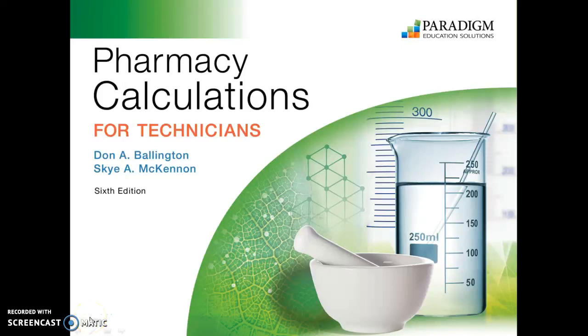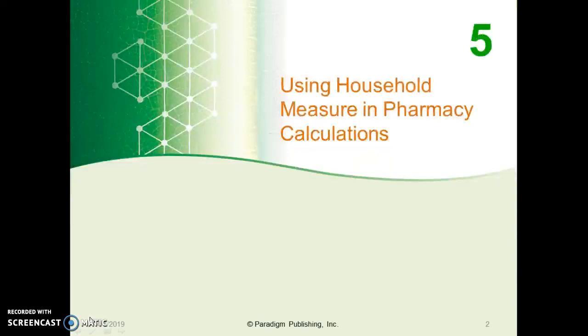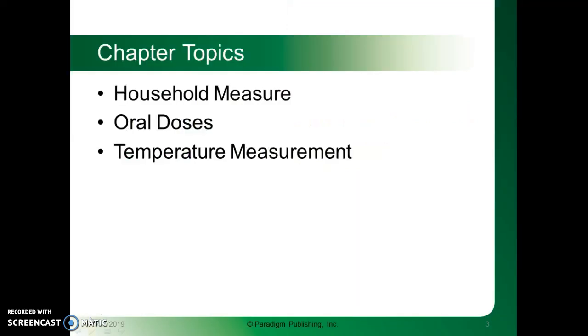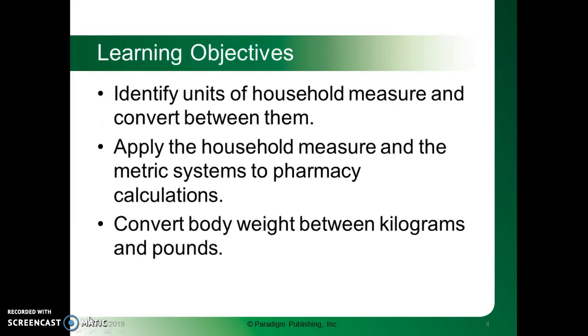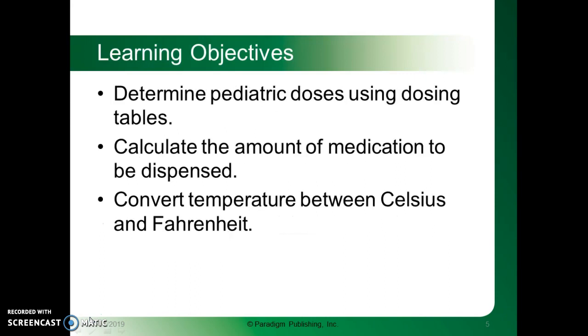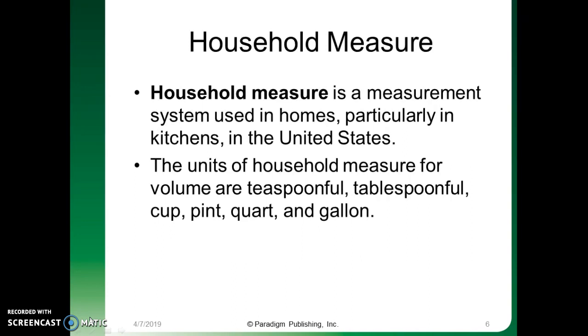Hi class, so today we're going to be discussing chapter 5, using household measure in pharmacy calculation. Chapter topics in this section will be just discussing household measure. Our learning objectives are to identify the units of household measure and convert between them, apply household measure and the metric system to pharmacy calculations, and convert body weight between kilograms and pounds. We'll discuss the rest in the next sections.